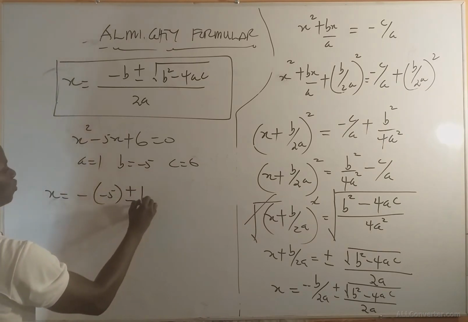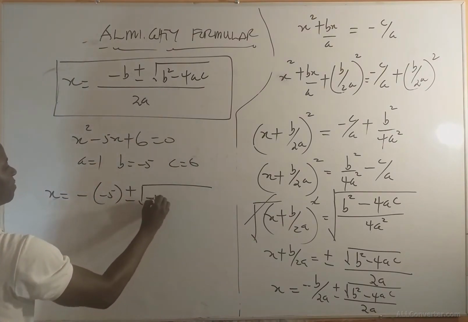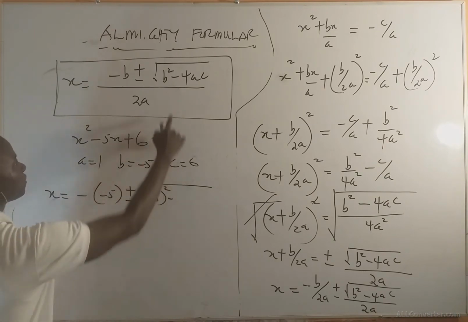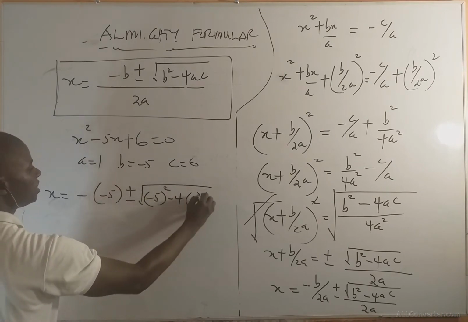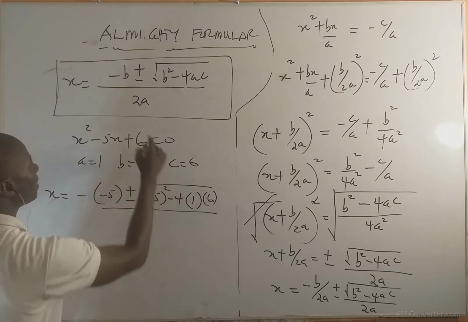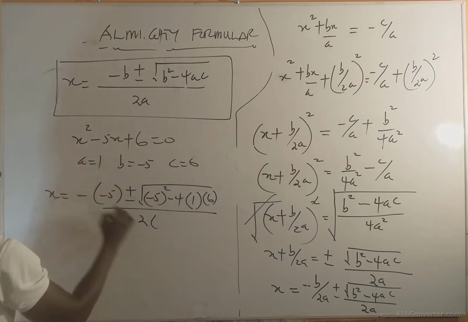Plus or minus the square root of b squared. So it's minus 5 squared, minus 4ac. Minus 4, a is 1, c is 6. All divided by 2a. 2, and a is 1.